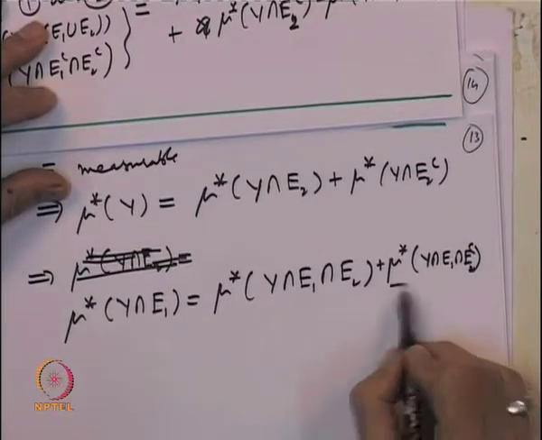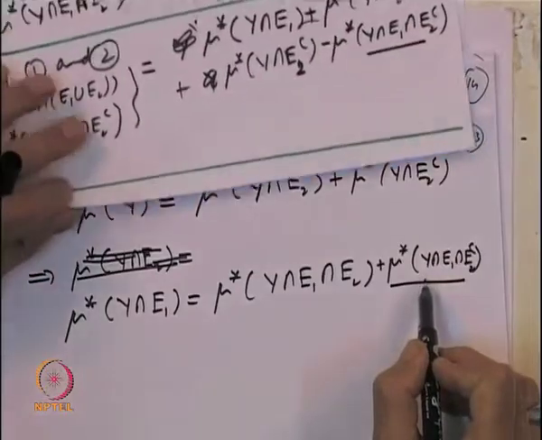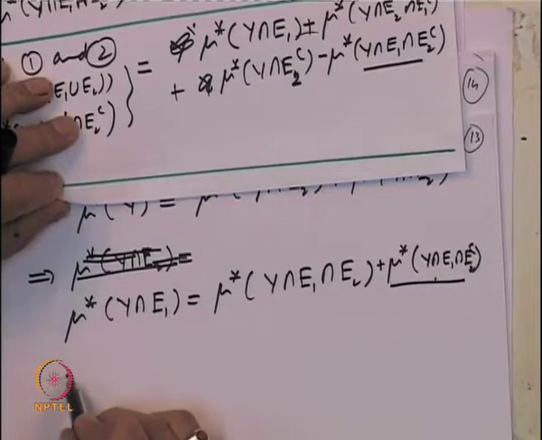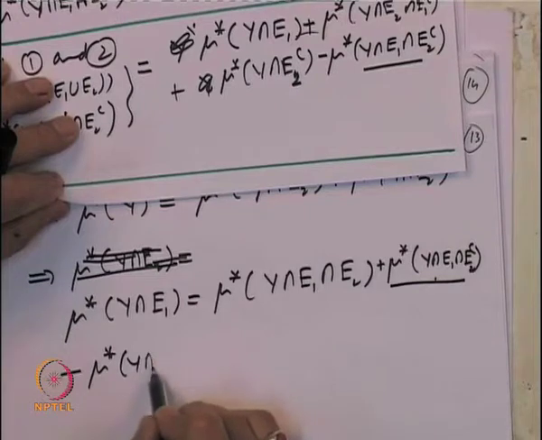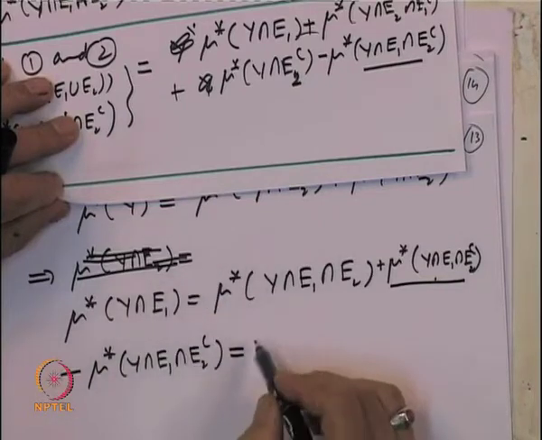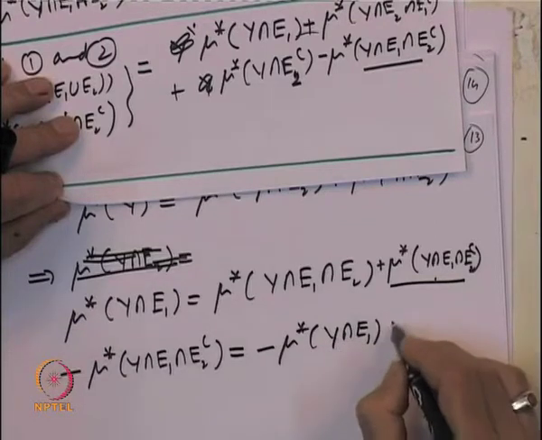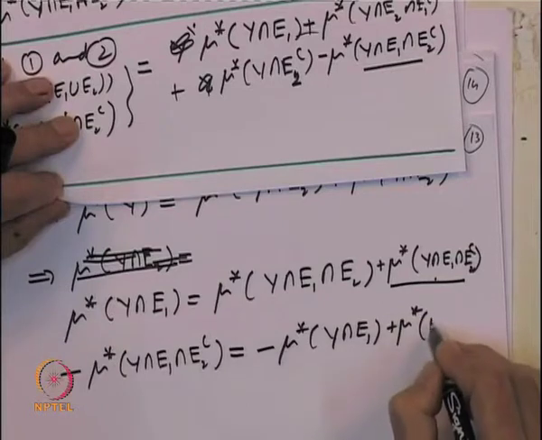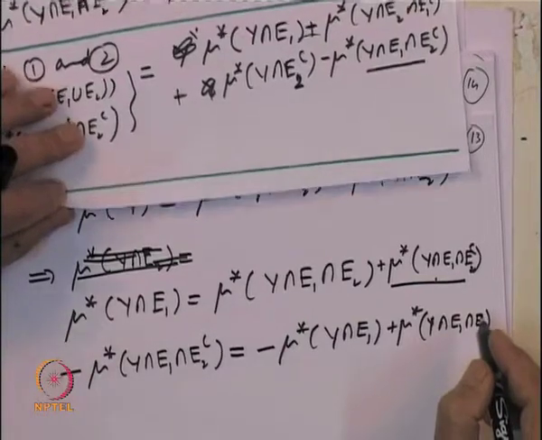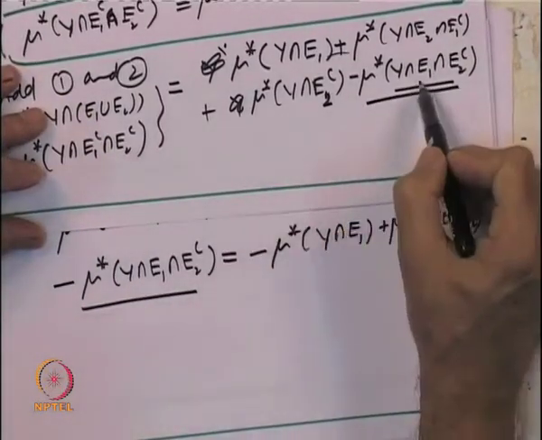So, what is mu star of y intersection E 1 intersection E 2 complement? That term is here. So, that we want with a negative sign. If I take it on the other side, that means minus mu star of y intersection E 1 intersection E 2 complement is equal to, I bring it on the other side, minus mu star of y intersection E 1 plus mu star of this term, which is y intersection E 1 intersection E 2. And now, this is what we have reached here. This is the value that I was looking for. So, let us put in this value.